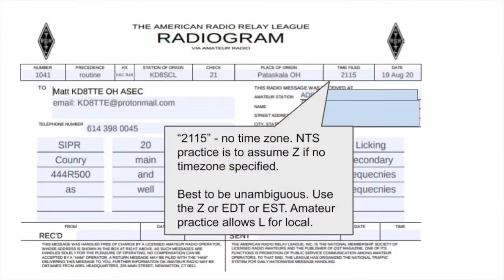Moving on, we have time filed. This is good because we have handling instructions Bravo 48. It specifies a number of hours that this message has to live. And so we need to have that time filed. Now, the only thing I want to point out here is that it's actually ambiguous. We don't have a time zone indicated. The way that we handle that on the traffic system is that if there is no time zone indicated, we assume Zulu time. It may or may not be correct, but it's best to disambiguate by indicating the time zone that you want.